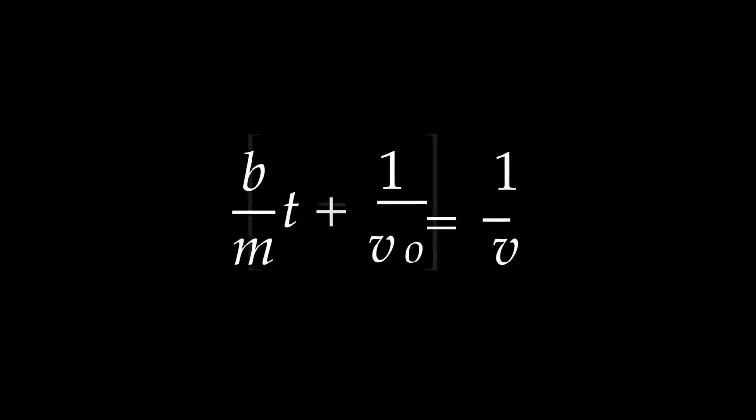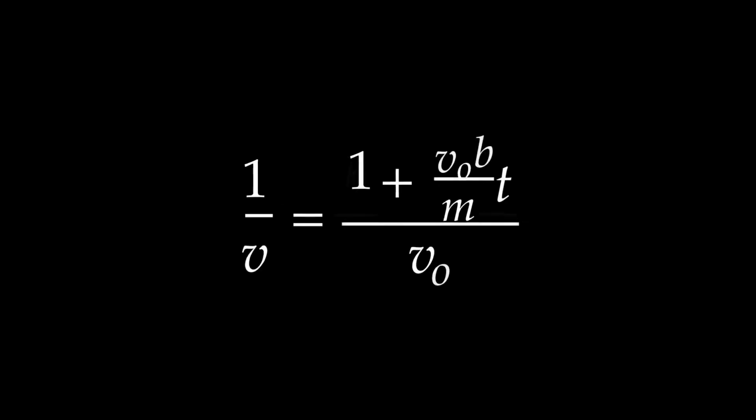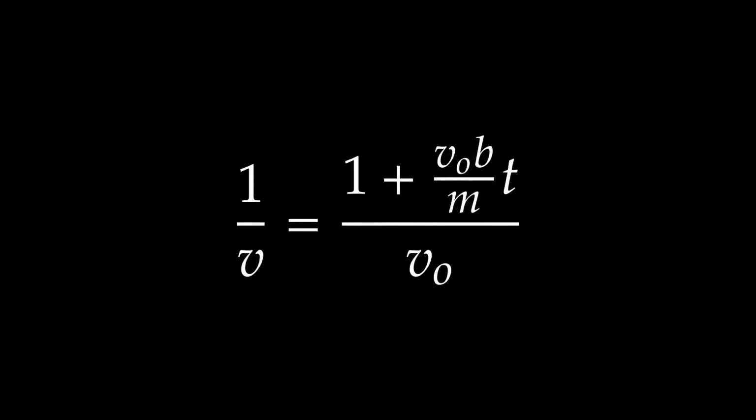So I want to get v by itself. v is what I'm solving for. So I'll add 1 over v0 to the other side of the equation. So what I have is b over m times t plus 1 over v0 is equal to 1 over v. Now I have to invert it because I don't want 1 over v as a function of t. I want v as a function of t.